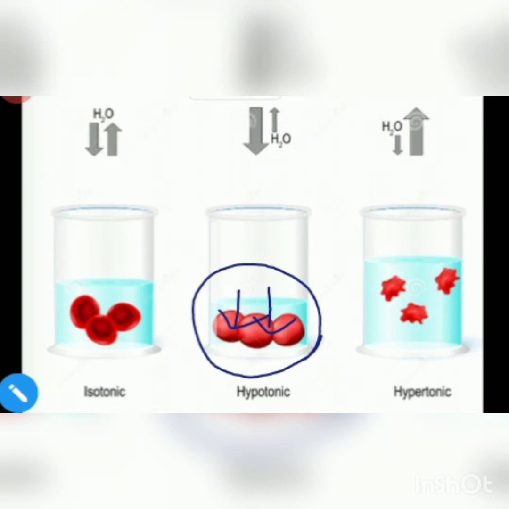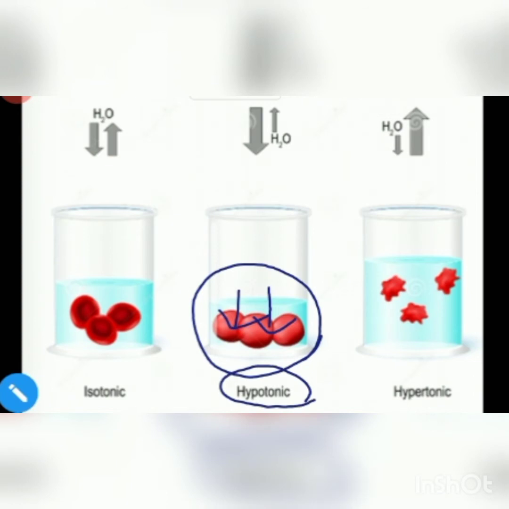Now, water molecules are free to pass across the cell membrane in both directions. That is, they can move both inside and outside. But more water will be coming inside the cell because the outer solution is dilute. Because the outer solution has more water, more water will be entering into the cell, and this will result in swelling up of the cell. Such a solution is said to be a hypotonic solution.